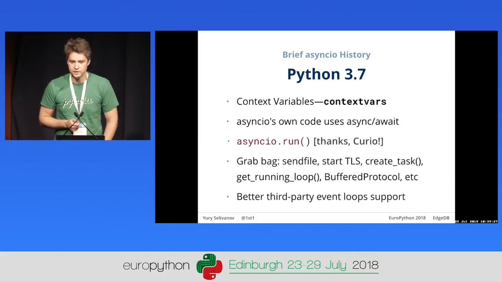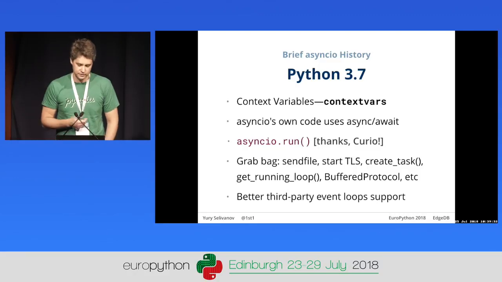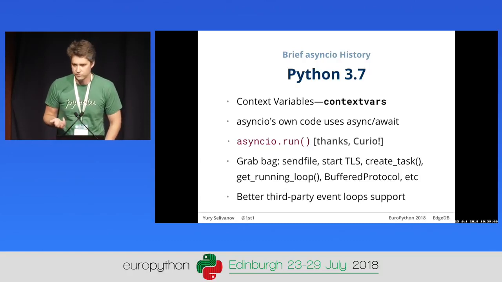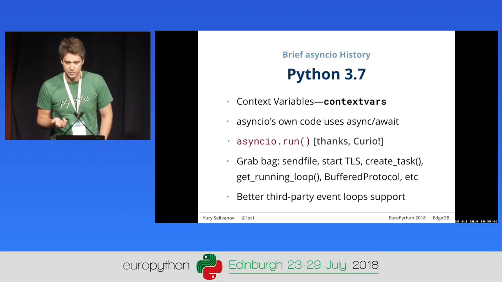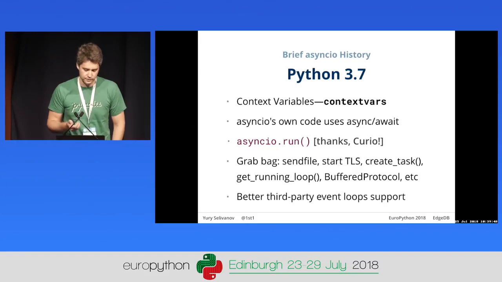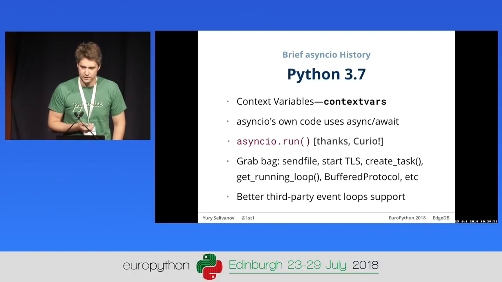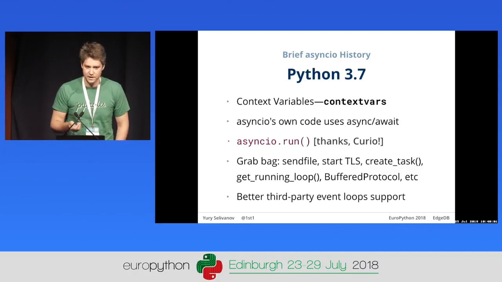And Python 3.7, which is basically a couple of months old now, the headline feature for asyncio is context vars, and we'll also cover it a little bit later. We also converted asyncio's own code to async await. So if you look at the asyncio source code in Python 3.7, you will see that it uses async await and it's slightly more readable and modern. And we finally landed the asyncio.run function. And again, I first thought about that function when I saw Curio and wanted to land this function in 3.6, but didn't have time to properly do that before the feature freeze period.